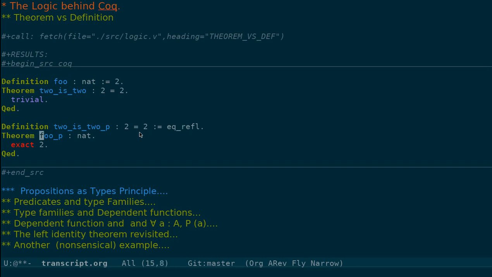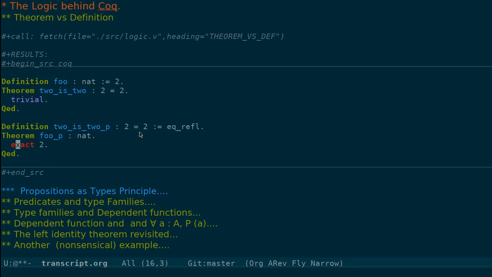Similarly, I can use the theorem to give a definition of foo. So I go about saying Theorem foo_p, colon, the thing I want to show is nat. So the mathematical statement and types have been interchanged here. And then there is this tactic called exact. So what does it do? Exact 2 will fill in the term 2 for foo_p. So this is the same.